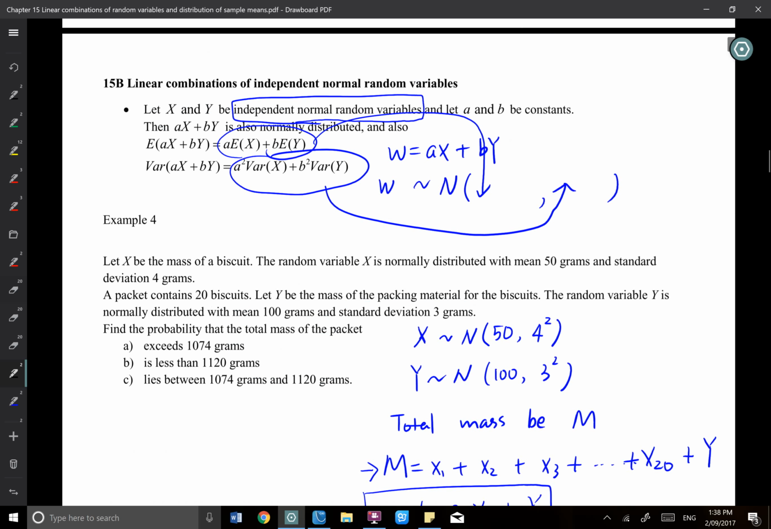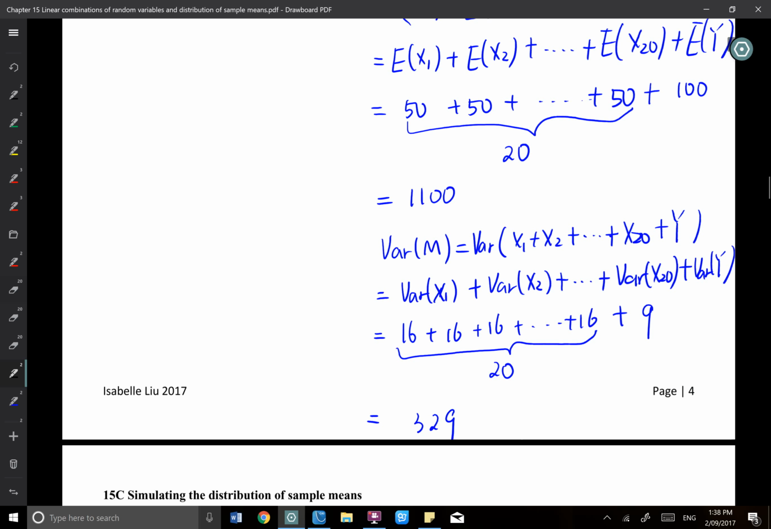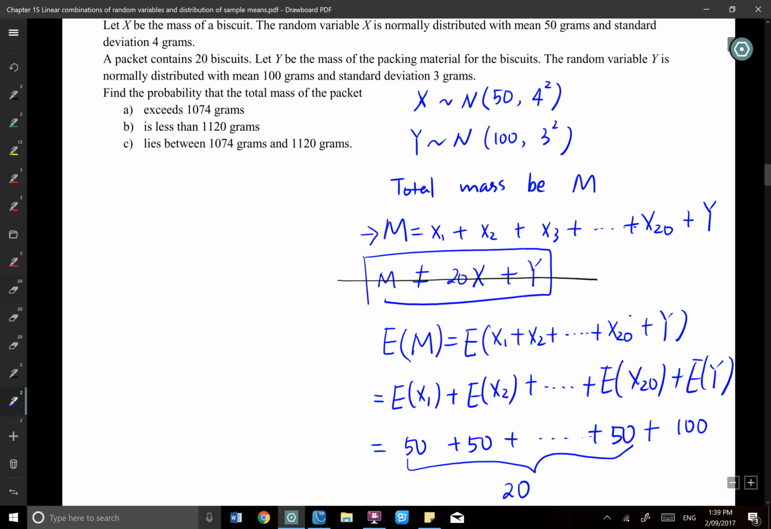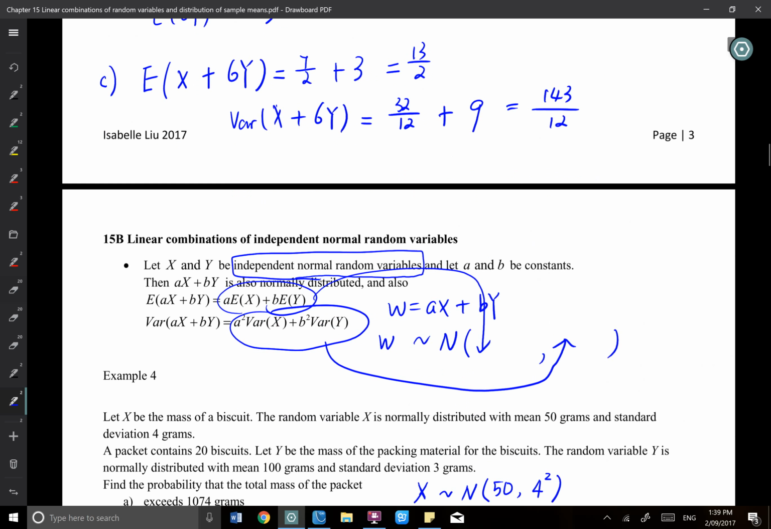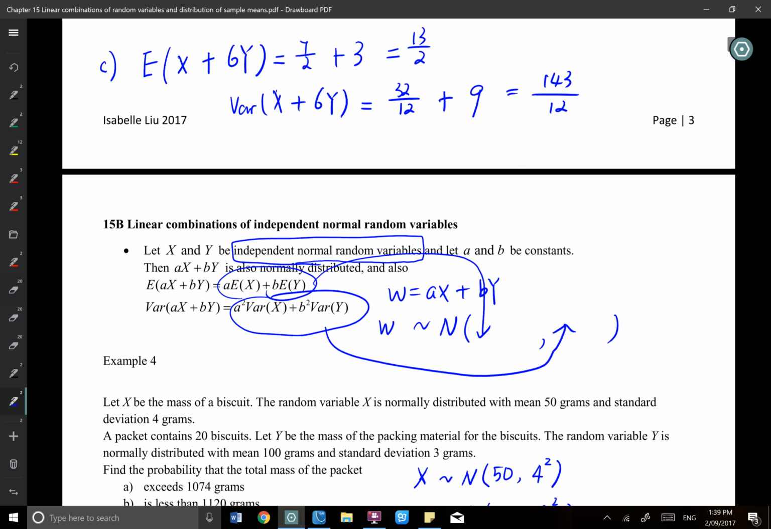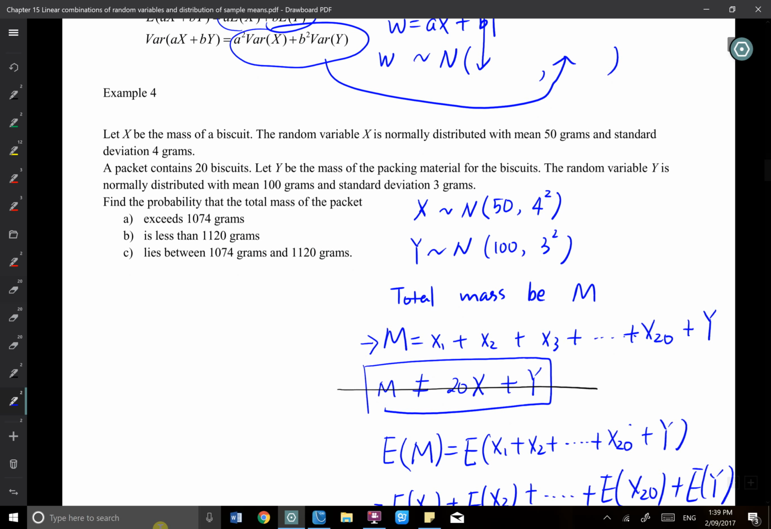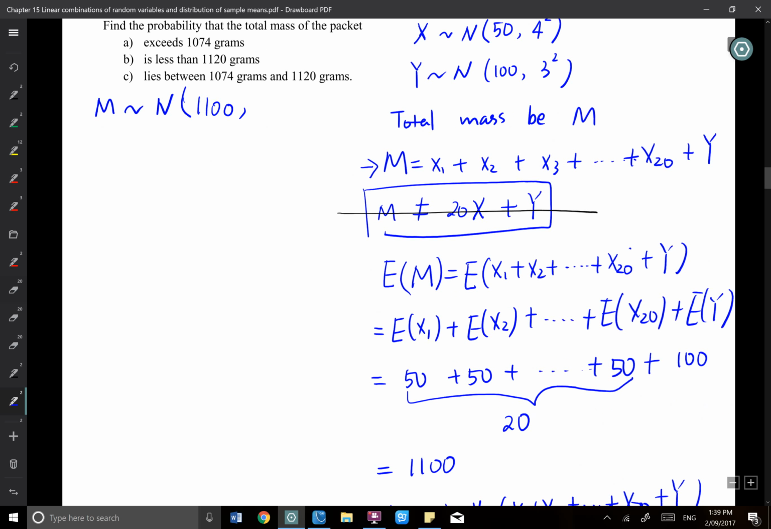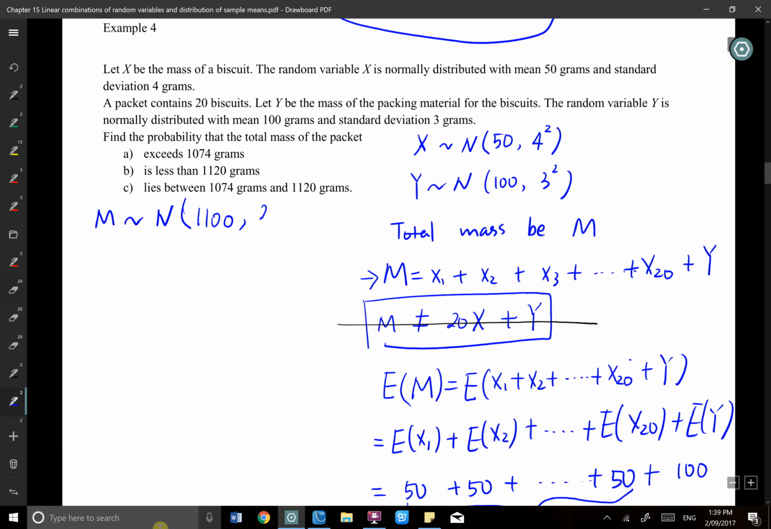Now M is normally distributed, because X is normally distributed and Y is normally distributed, so adding all of that is still normally distributed. That's what we learned for this exercise: linear combinations of independent random variables. Normal plus normal is still normal. So M is normally distributed with mean 1100 and variance 329.